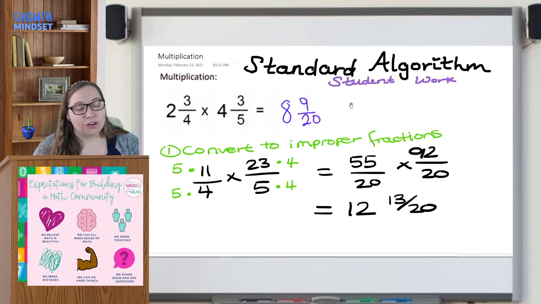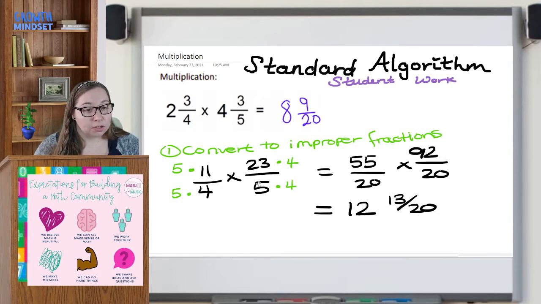In order to consider all parts of this multiplication problem, we need to make all the pieces equivalent, okay? That includes the whole numbers. So in order to use the standard algorithm to solve this problem, we would need to convert it to improper fractions first, okay? So that means that converting to improper fractions, we would do 2 times 4, which equals 8, plus 3 equals 11. We take that denominator number, which is 4, and we hold on to that, okay? And then so for this one, it would be 4 times 5 equals 20, plus 3 is 23.